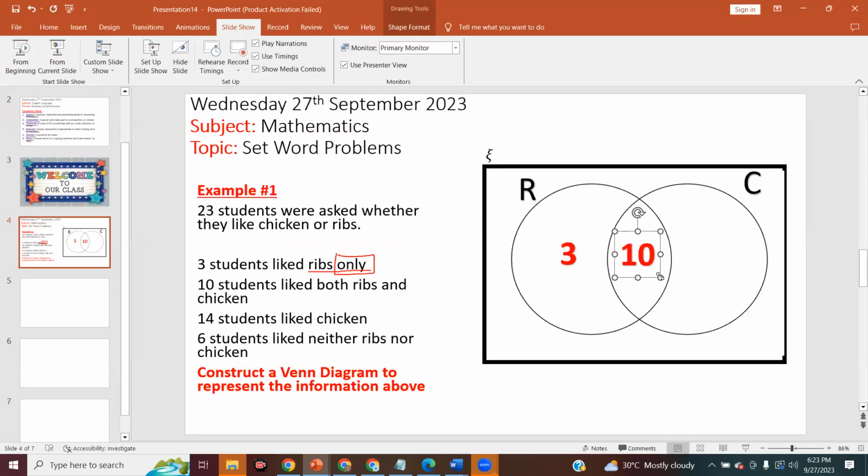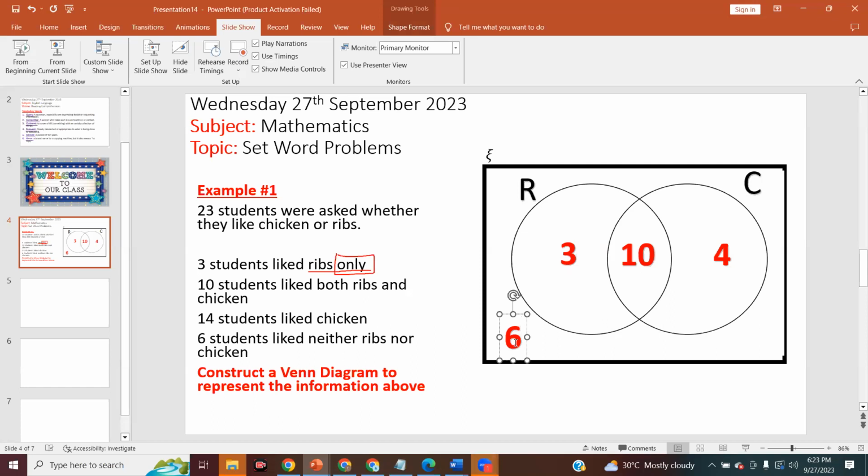what? The right answer is going to be what? 4. Very good. All right, where does the 6 go? To the bottom. On the outside of the circle. Very good. Good. And so that's how we complete the diagram.